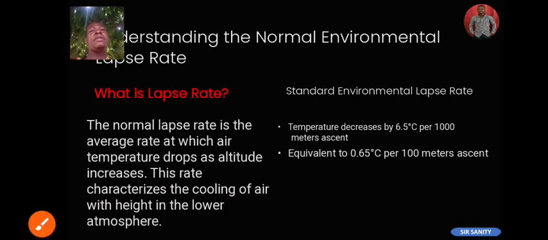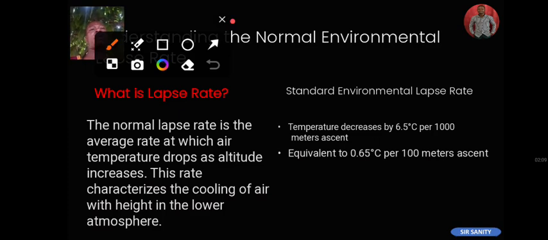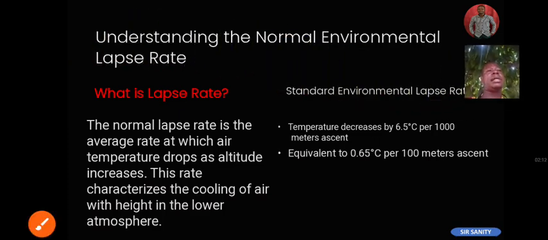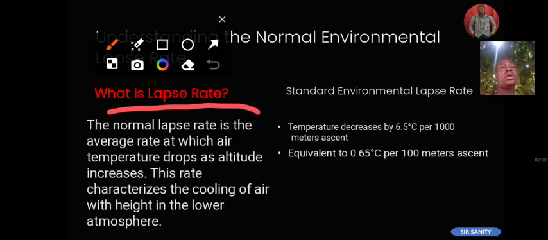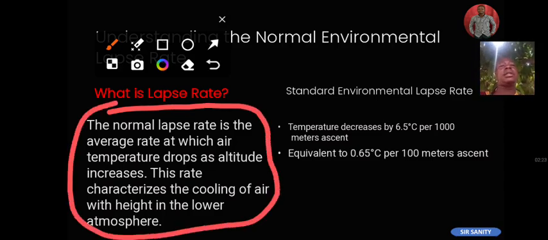Now, what is environmental lapse rate? When you say environmental lapse rate, what is it about? The environmental lapse rate is the average rate at which air temperature drops as altitude increases. So average temperature drops as one goes up, or moves to the next level. That is what we want to say here. So the average temperature drops whilst altitude also increases.